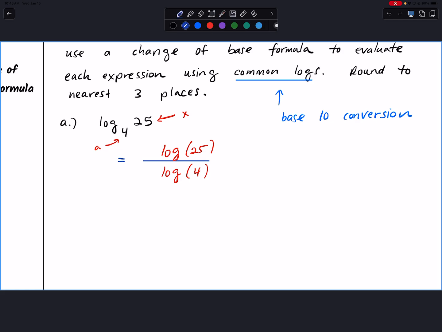Since we're rounding, we want to use the approximation symbol. And you guys should get 2.322. Okay.